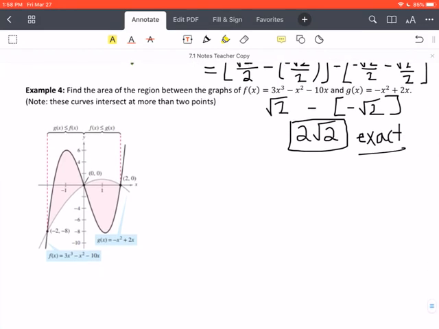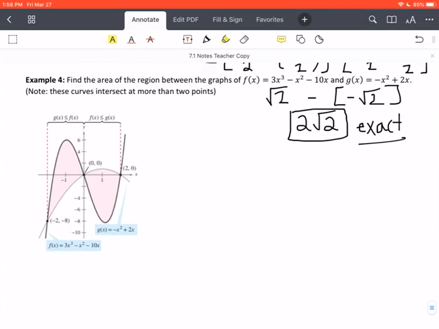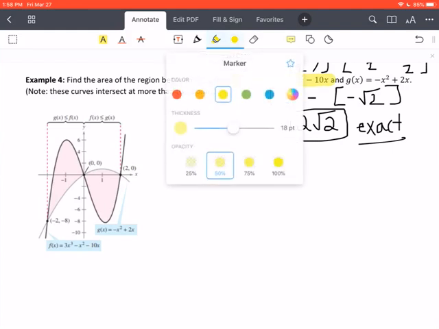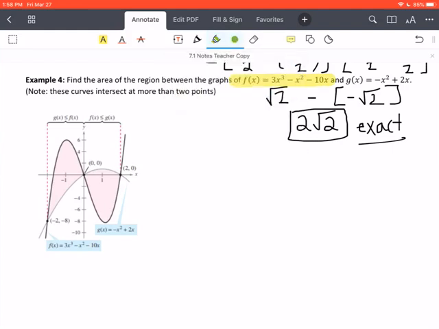All right, final example. Okay, it says find the area of the region when we have the graph of f of x, and then we have the graph of g of x. Okay, and it says, note that these curves intersect at more than 2 points. And you can see that.